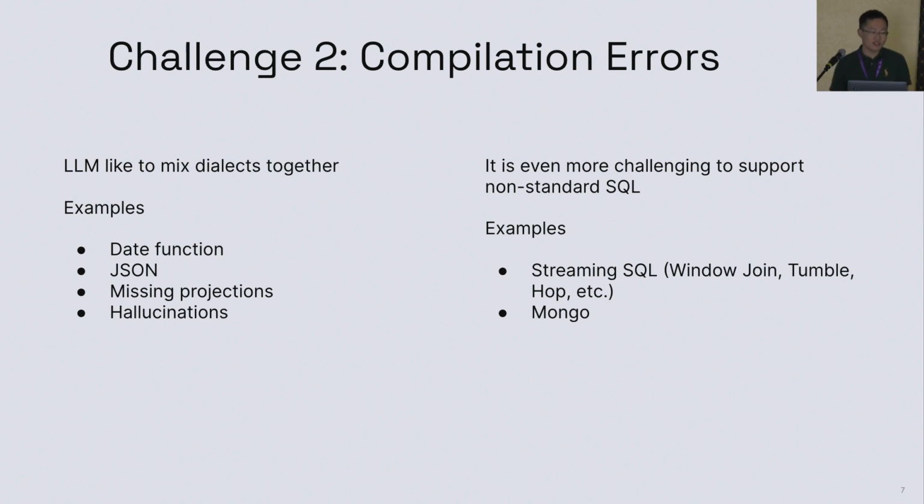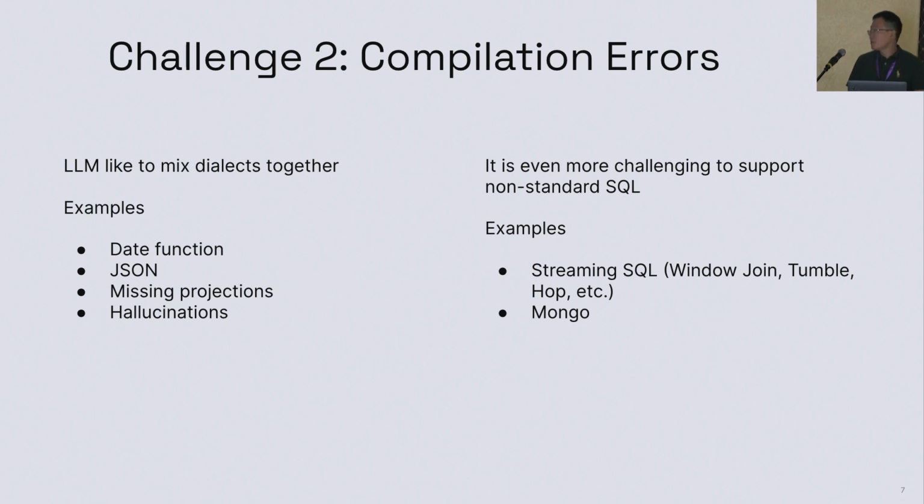The second challenge is compilation errors, right? The large language model likes to mix dialects together. Even if you're using GPT-4, the best model, you can still see a lot of issues like date function, JSON handling, missing projections. If you have some CTEs, you're likely to see some missed projections, and also a lot of hallucinations. If you ask the model to generate a Snowflake query for you, you probably will end up getting something mixed of Postgres and MySQL.